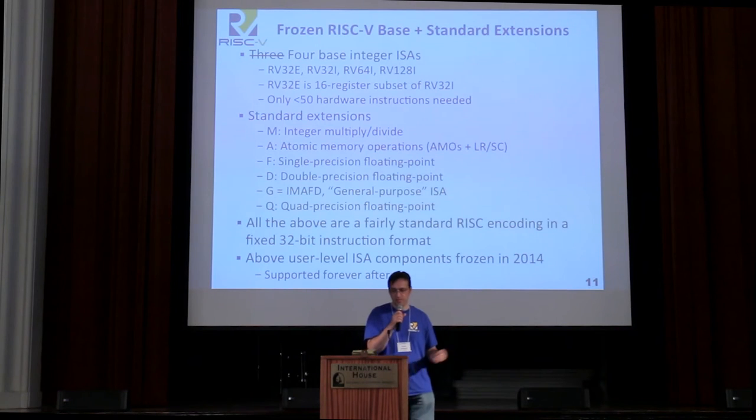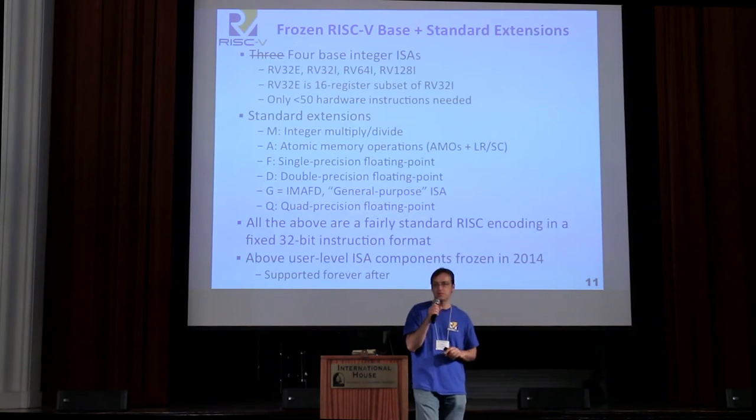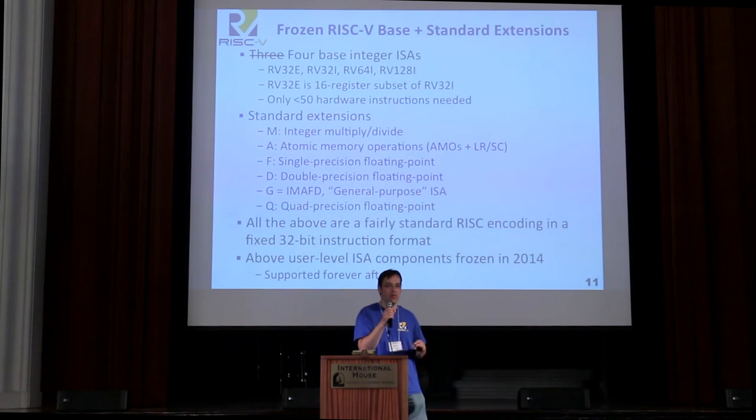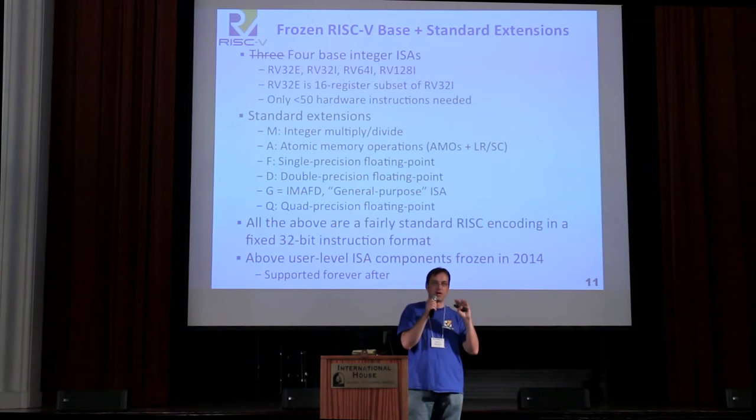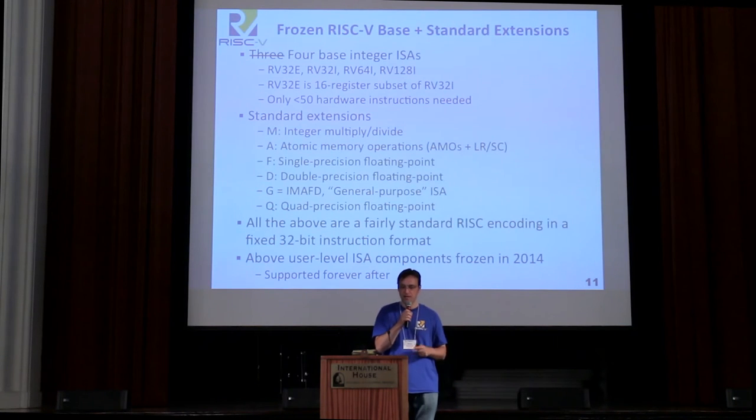But anyway, all these base integer ISAs are very small, less than 50, depending on which one, less than 50 hardware instructions are needed to implement the whole thing. And like I said, that's enough to run all the software. So the goal is in the future, compilers, operating systems, everything will work just with that base I subset, right? That's enough to build a whole functioning computer that can run anything, right?